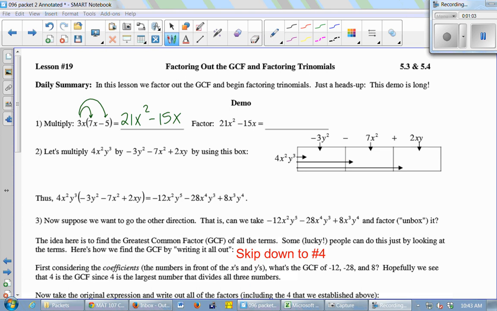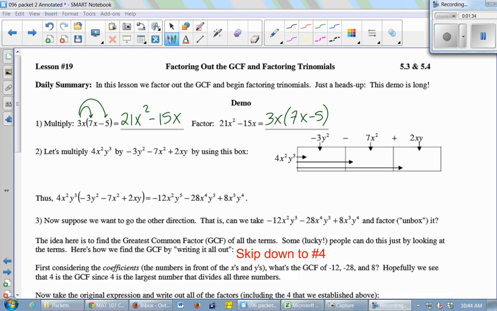If I want to undo that, I want to factor. That means take the thing I'm given and write it as a multiplication problem. What would my answer be? 3x times 7x minus 5. So we are factoring today. We're going to learn how to, without being given the first thing, just look at that and be able to write it as a multiplication problem.